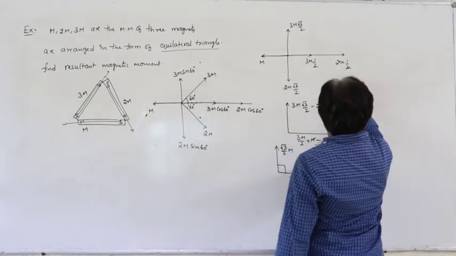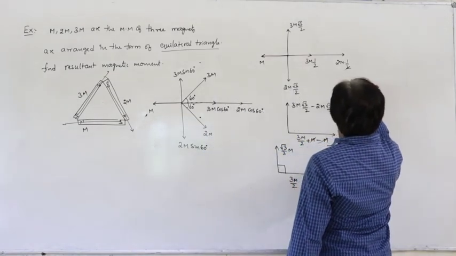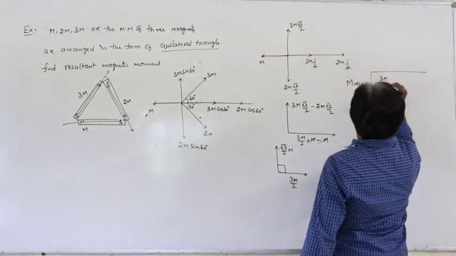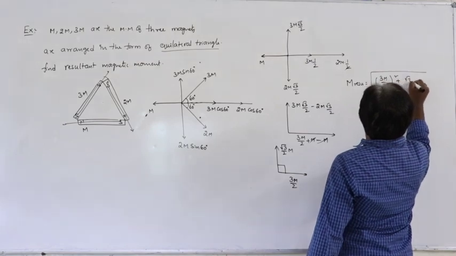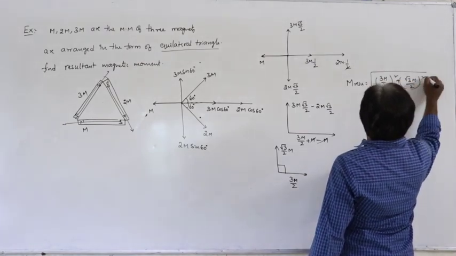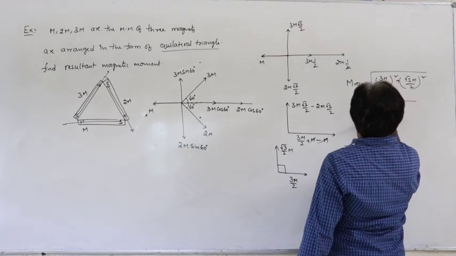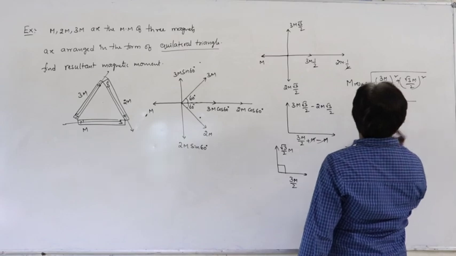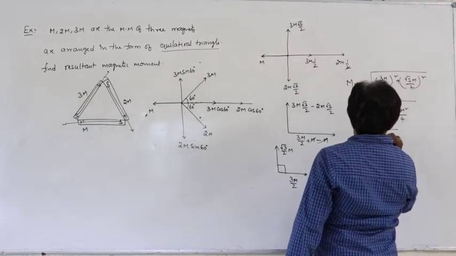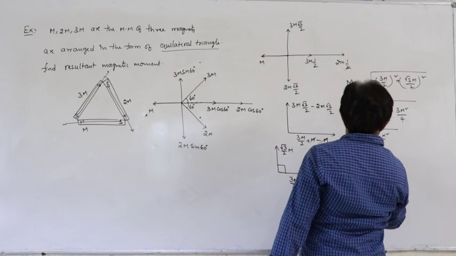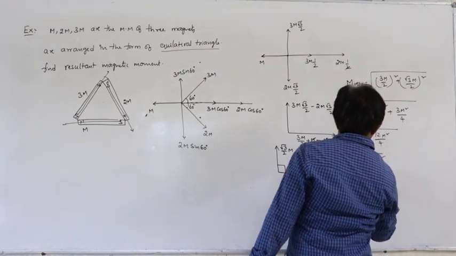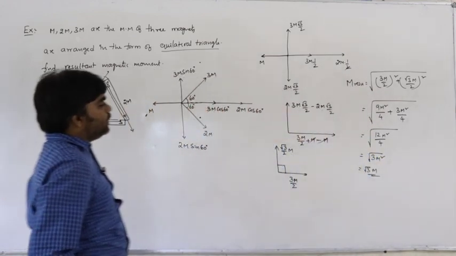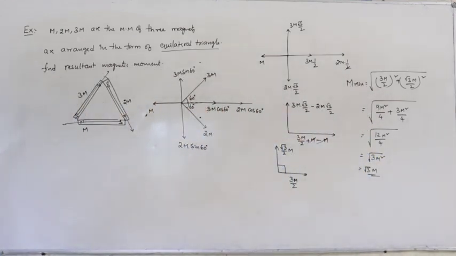So the resultant m can be written as under root, 3m by 2 whole square plus root 3m by 2 whole square. So that is 9m square by 4 plus 3m square by 4, that is 12m square by 4, square root of 3m square. So root 3m is the net magnetic moment in this situation.